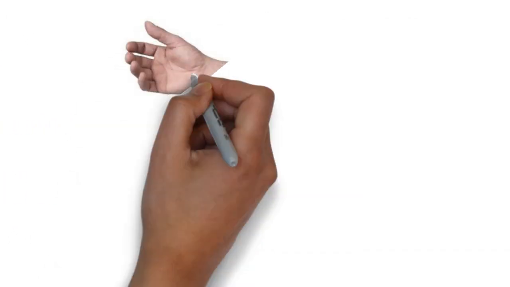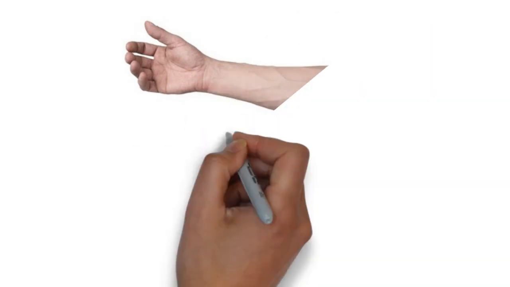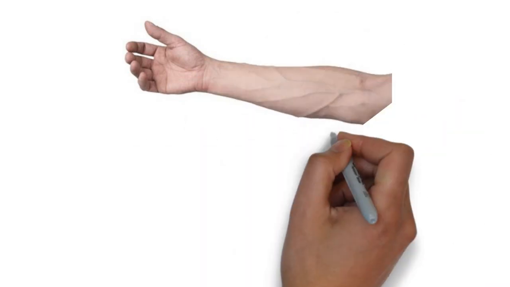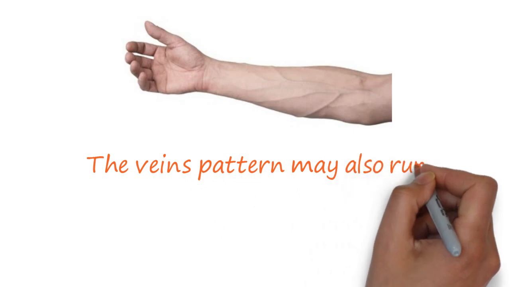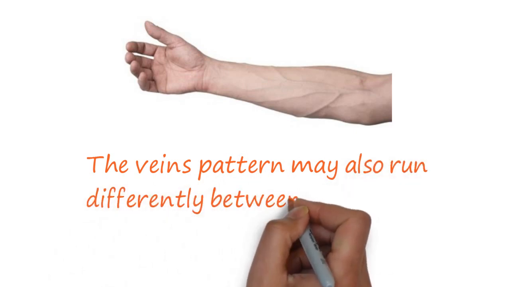These veins may be visible in some individuals but may not be visible in others. These veins can be felt in some individuals and others may not, depending upon the amount of muscle and fat tissue they have. The vein pattern may also run differently between individuals.